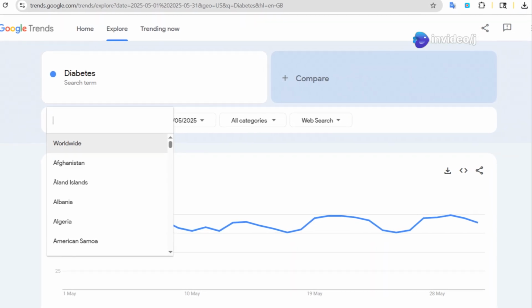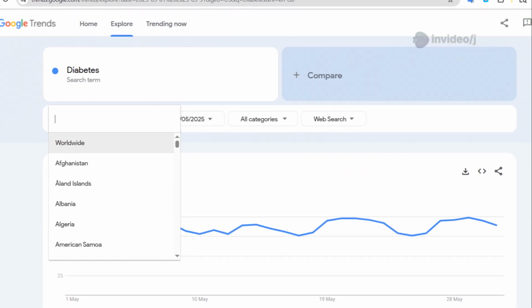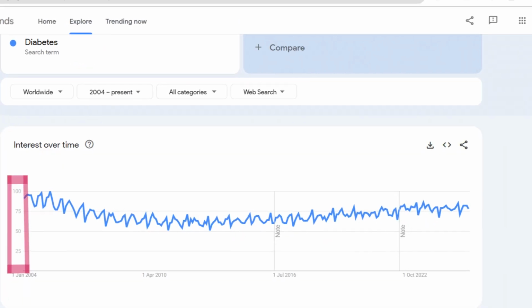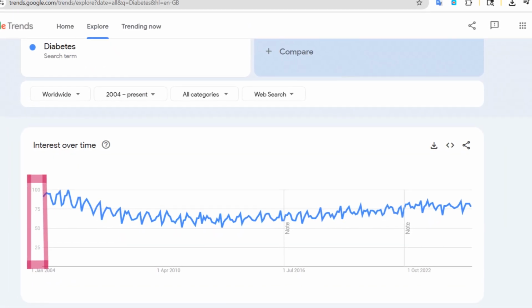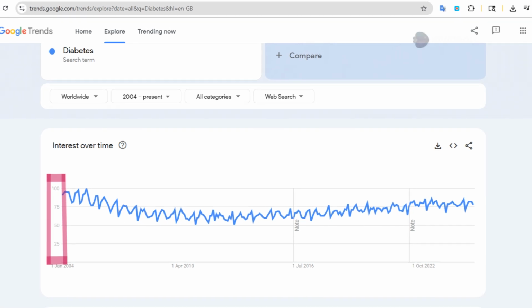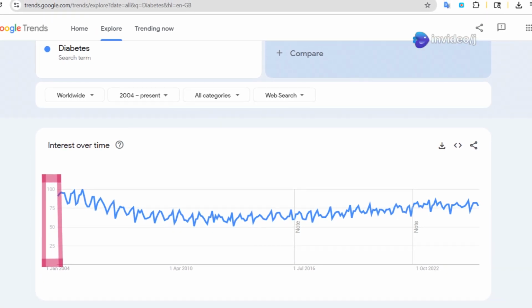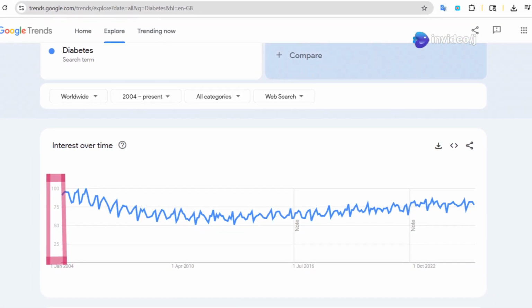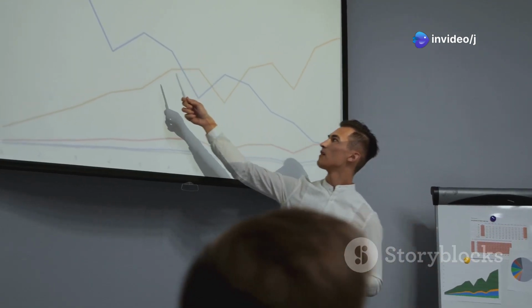By default, Google Trends displays data for the past 12 months and worldwide. The vertical axis is an index from 0 to 100, where 100 is peak popularity. It doesn't show absolute search volume, but how popularity has changed over time. Here's how to interpret the graph.